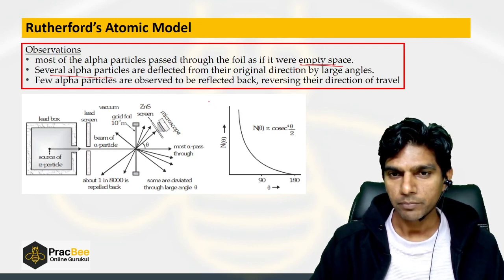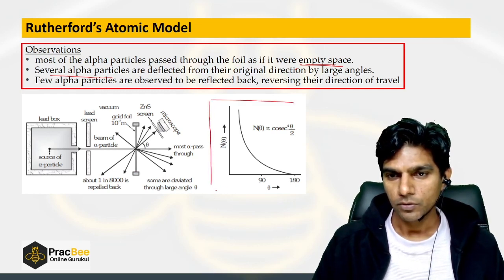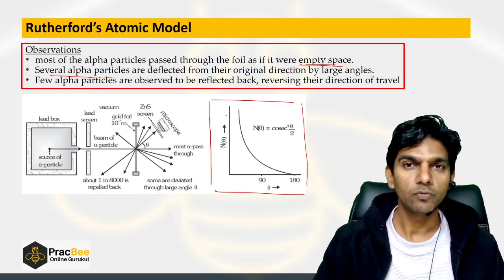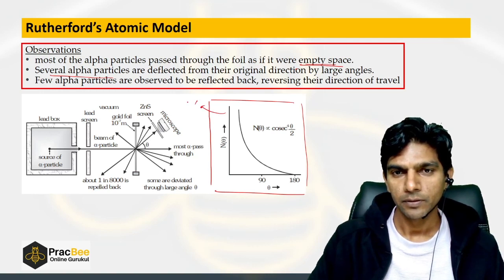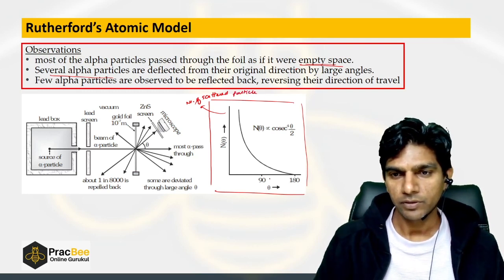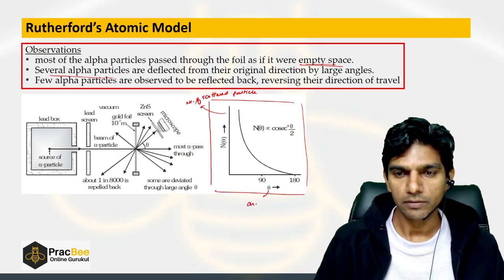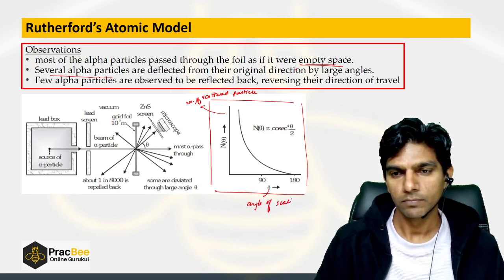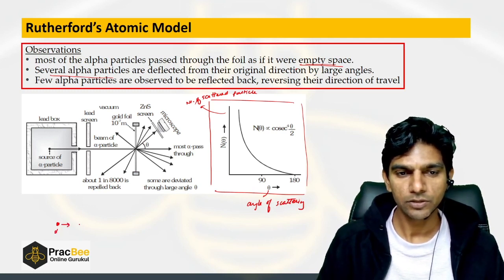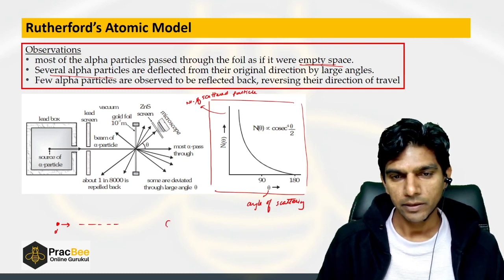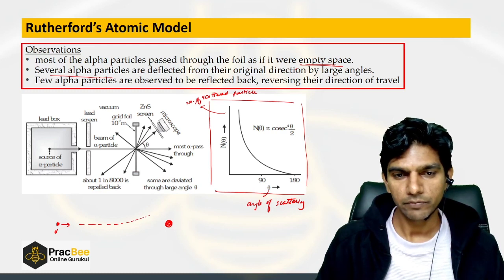So what do you have to remember? You have to remember this graph. On the y-axis, we have the number of scattered alpha particles, and on the x-axis, we have the angle of scattering. Now, what is the angle of scattering? Suppose this is the alpha particle coming in this direction, and here we have the nucleus. And suppose this alpha particle deviated like this.